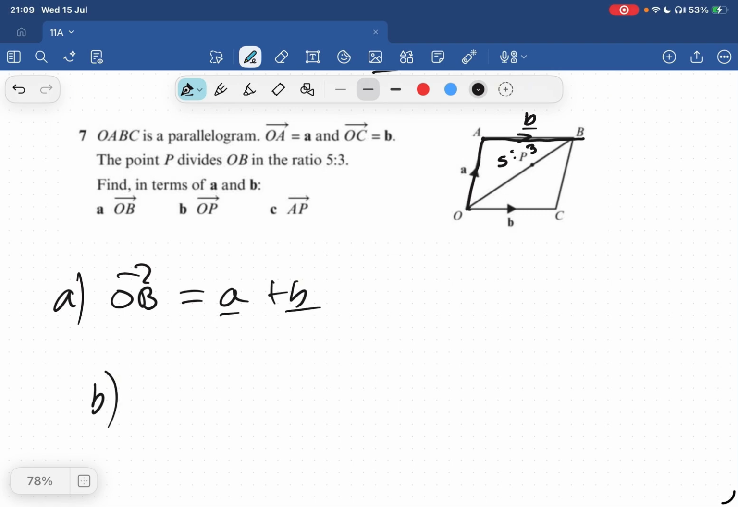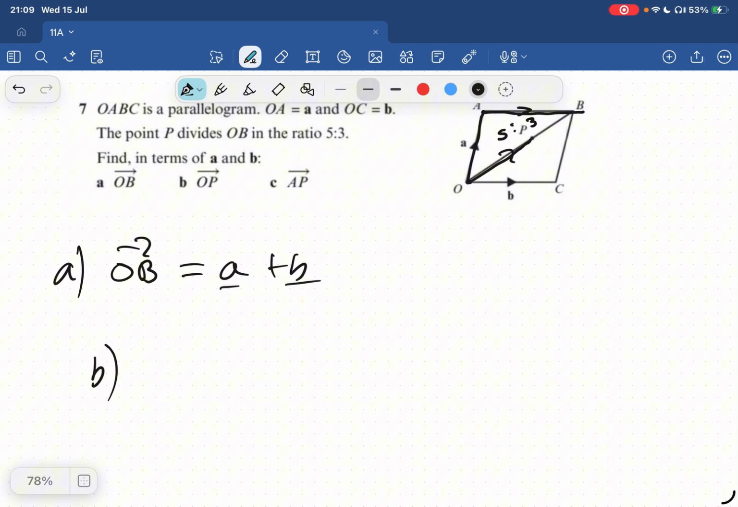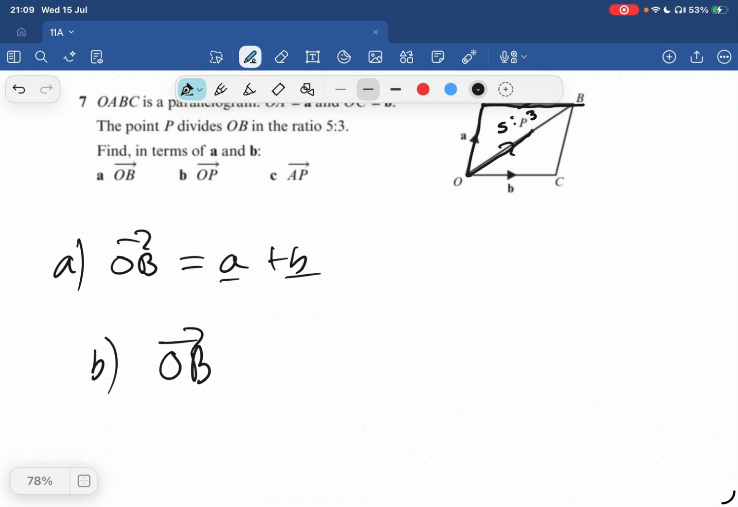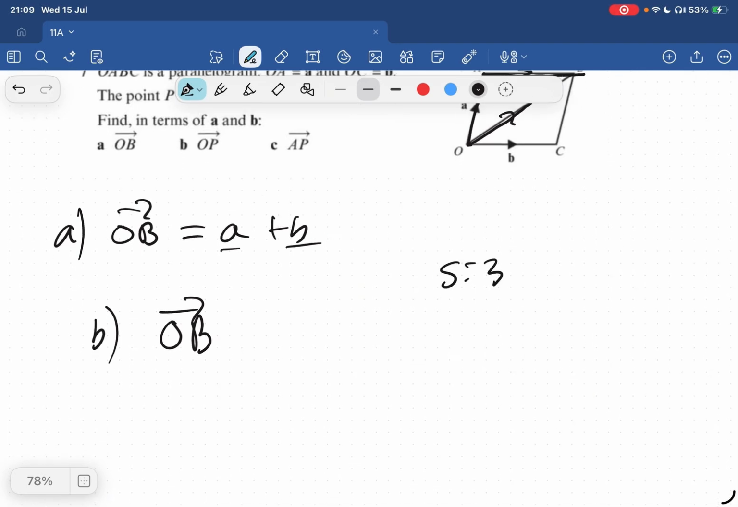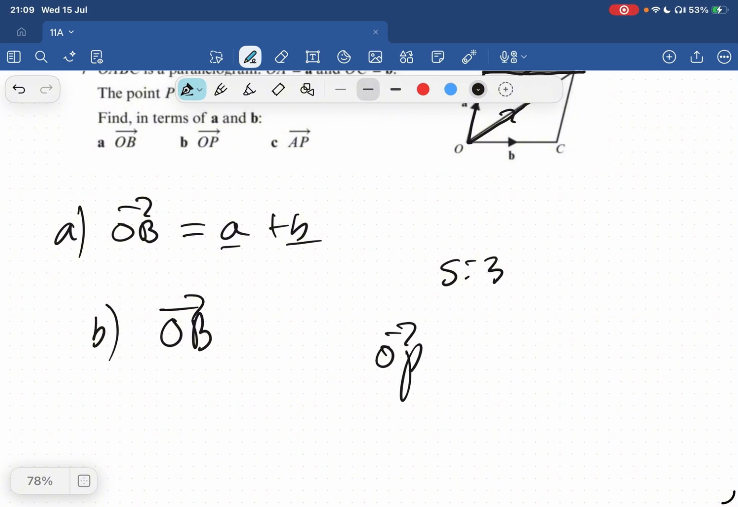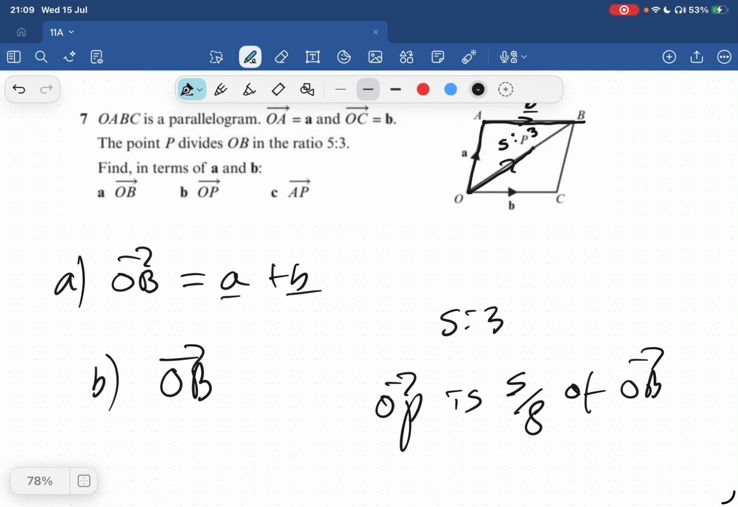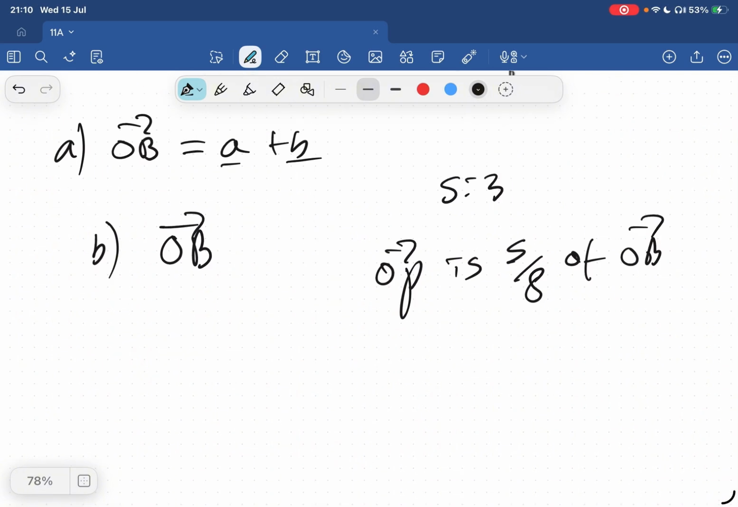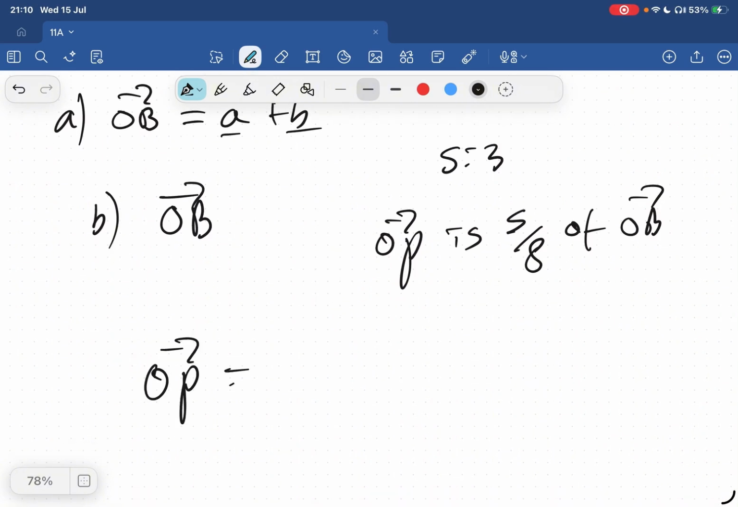Now we want OP. Well, we've got OB. How do we now find OP? Well, we're using this ratio 5 to 3, and we can say that OP is 5/8 of OB. Have a little look at that again if that makes sense. 5 plus 3 is 8, so 5/8 of this whole line is OP. So OP must be 5/8 of A plus B.